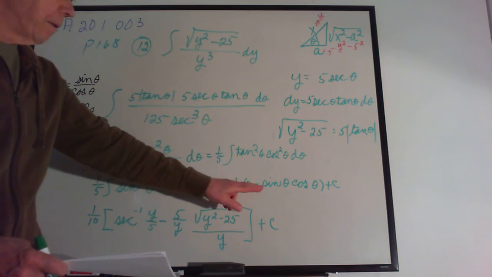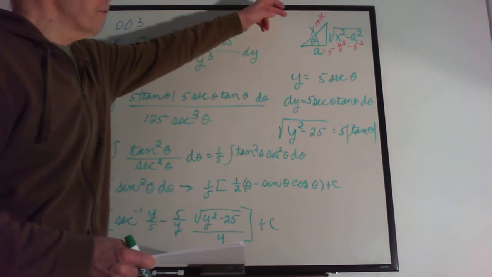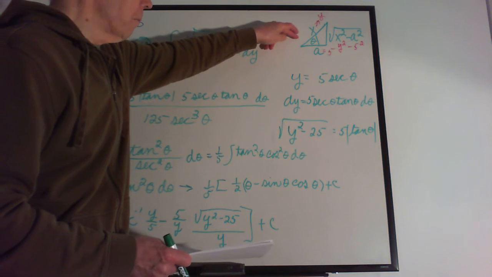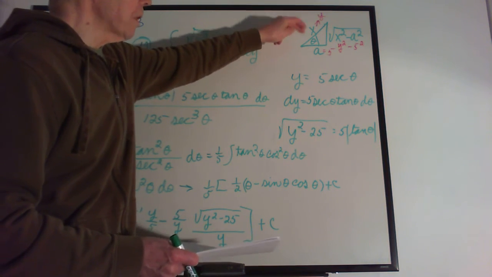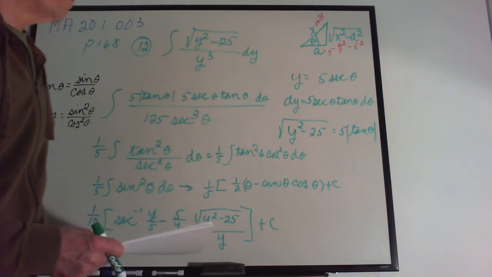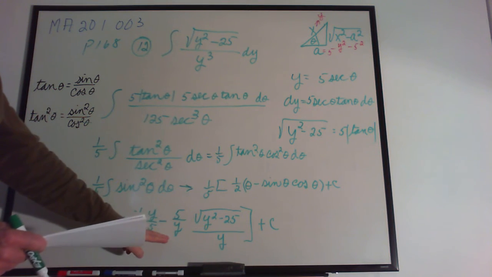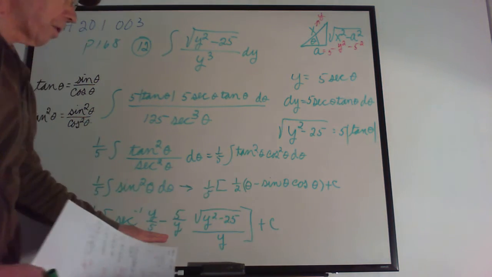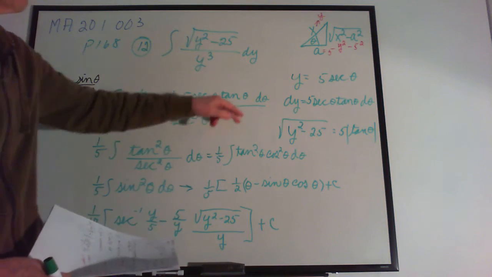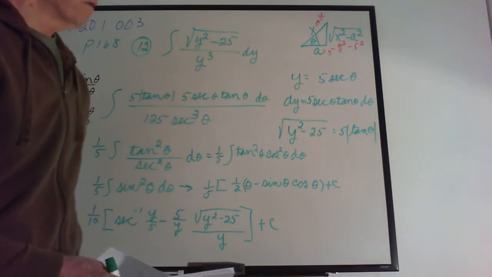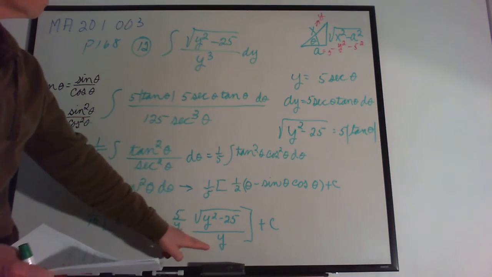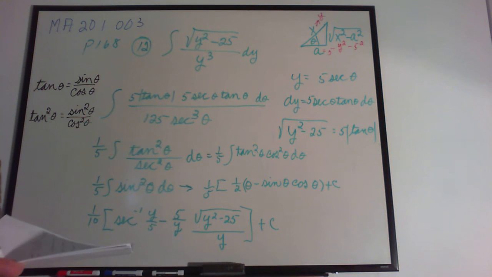And then you have sine of theta. Actually, let me do the cosine first. Cosine of theta is going to be 5 over y here. So that's taking care of the cosine. Then the sine of theta is going to be the radical over y, all right, plus c.